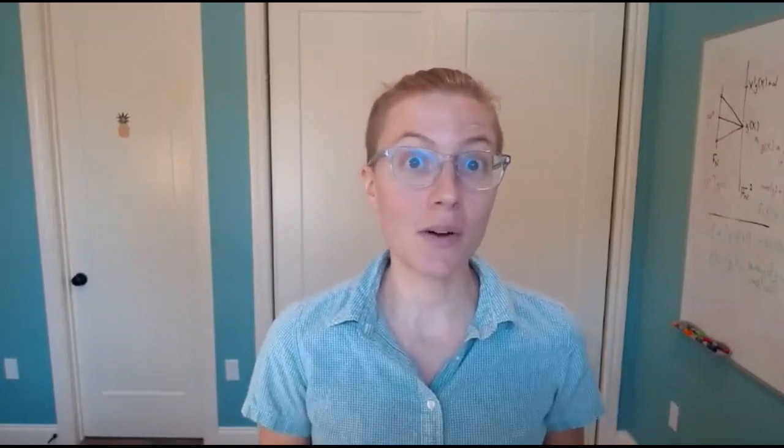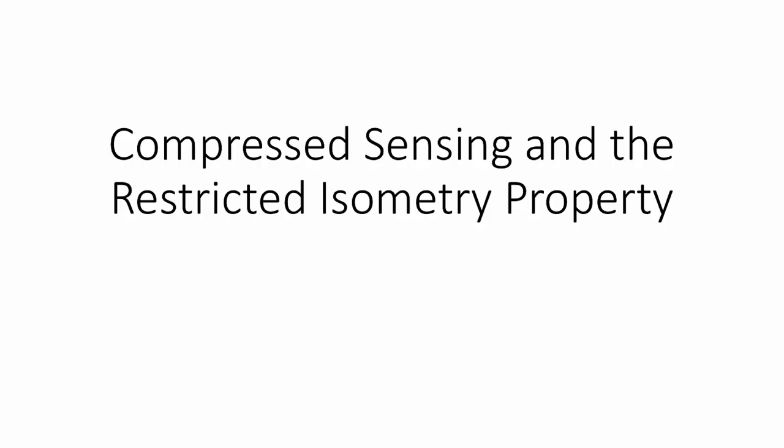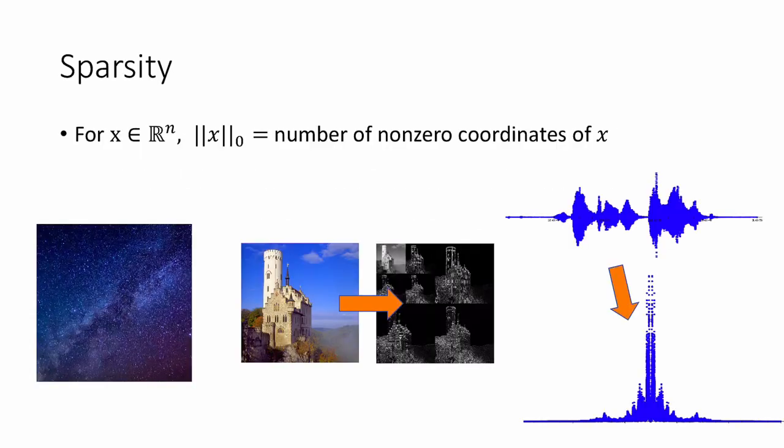Today, we're going to continue our discussion of dimension reduction, but we're going to look at dimension reduction of sparse vectors. We say that a vector x is k-sparse if x has only k non-zero coefficients. We're going to use this L0 norm notation to denote the sparsity of x. Note that this is a bit of an abusive notation. This is not actually a norm.